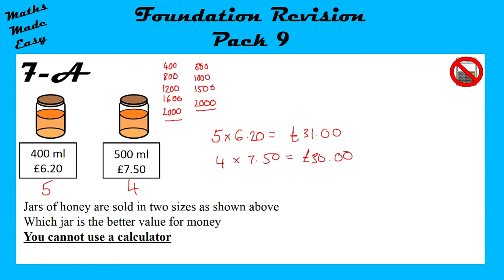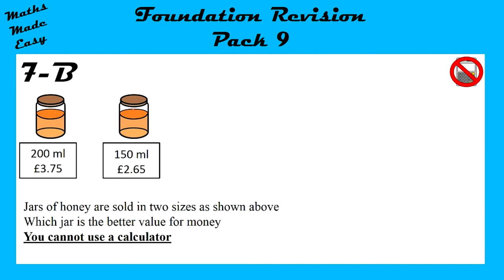So from this I can see that this jar is the best value for money. Question 7b. Same again on this one. If I count up in jars of the first one, I would go 200, 400, 600, 800, and in jars of the second one it would be 150, 300, 450 and 600. That gives me my match, so I need 3 of those and I'm going to need 4 of those.